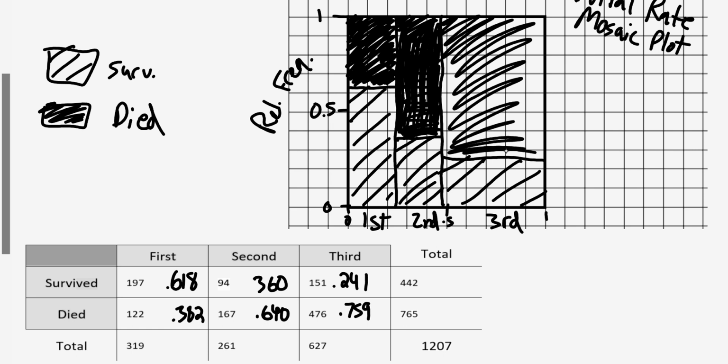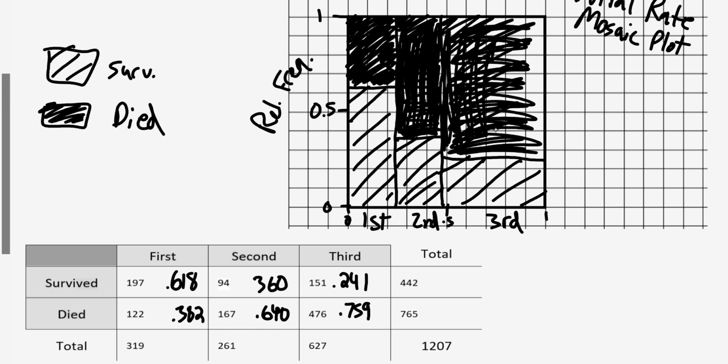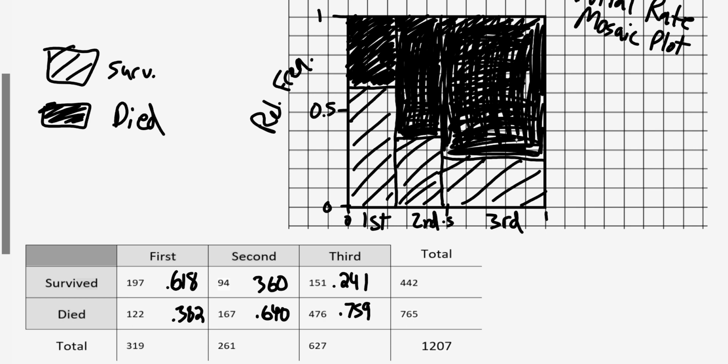But this way, it not only shows comparing the survival versus died within each class, but it also shows the proportion of people who were in each class. You can clearly see a majority of people were in third class because it's that much wider than the other two. And that is the idea of a mosaic plot. It puts that together.